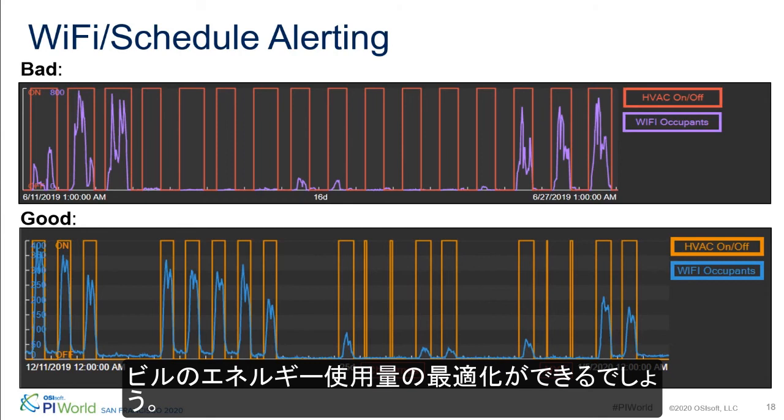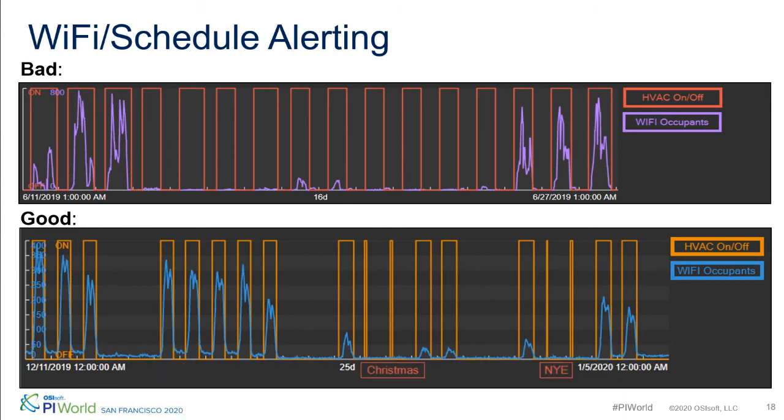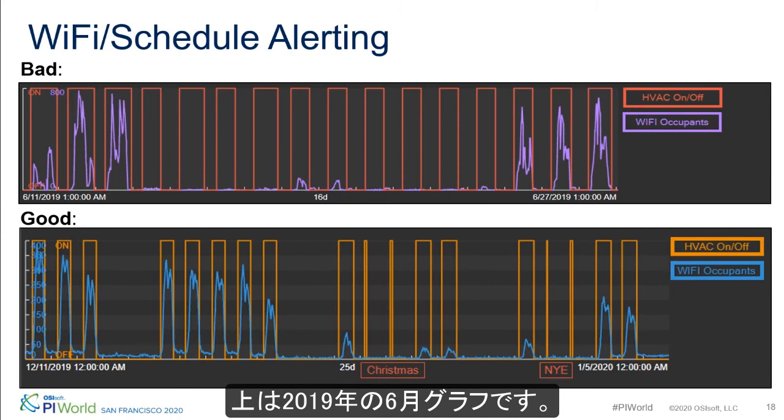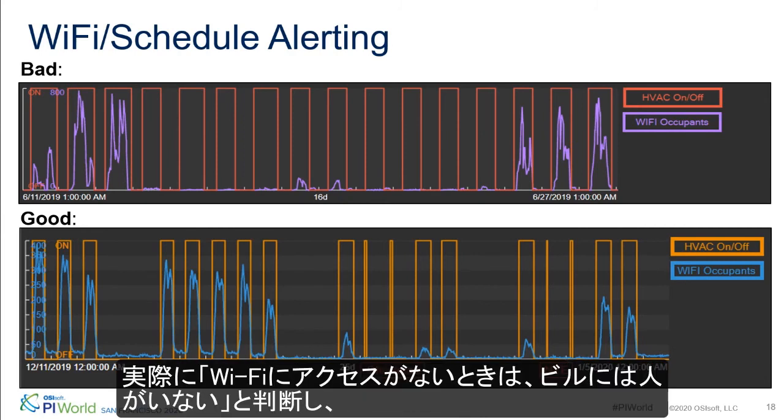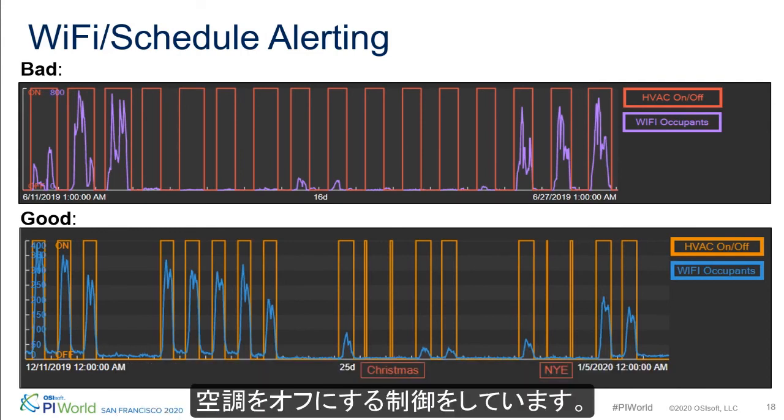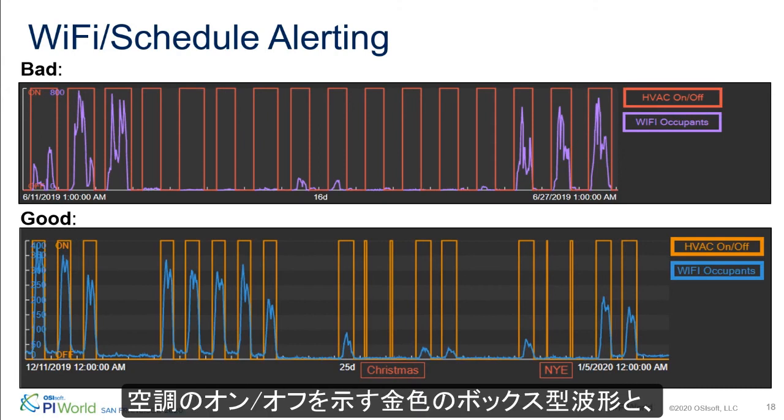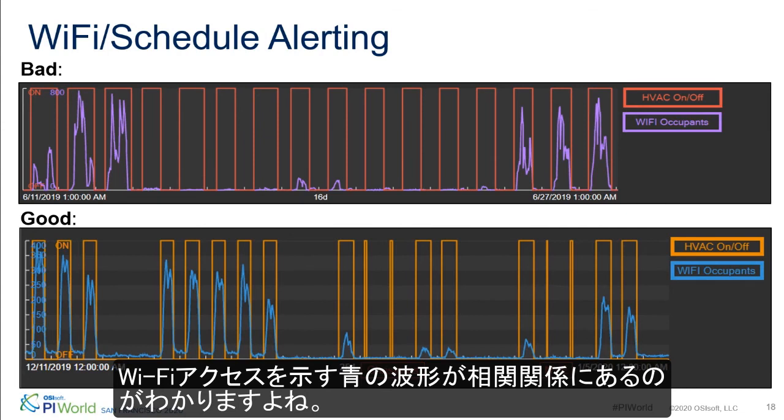So the first one is in June of 2019, the second one is in December of 2019. We're basically able to turn things off, and we have a good sense for verifying that yes, in fact, no one is there. There's no one on Wi-Fi, and so you see that the gold is intermittent now, and those correlate with the blue, which is the Wi-Fi occupancy.